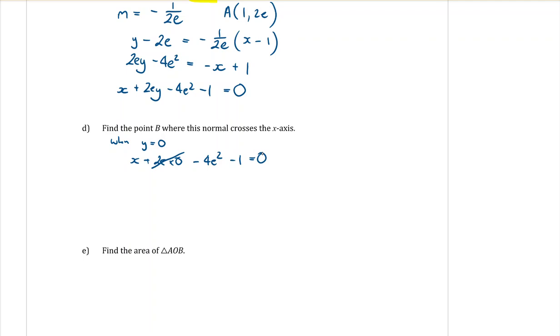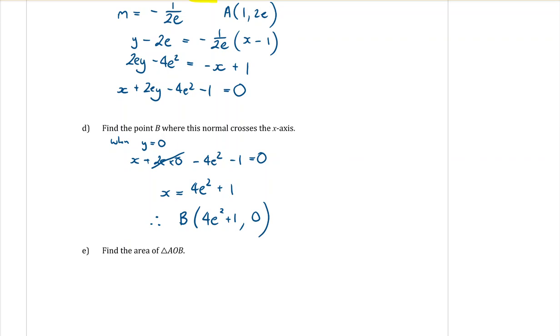Okay, I'm trying to find where it crosses the x-axis, which means I want to find out what x is. Here's my x, so let's just move these other things across to the other side. So x will equal a positive 4e squared and plus 1, moving them back the other way. That's the x coordinate. This is a point that I was finding, because it says find a point B, which is where it crosses the x-axis. This point B has an x value of 4e squared plus 1, and it has a y value of 0. Perfect.